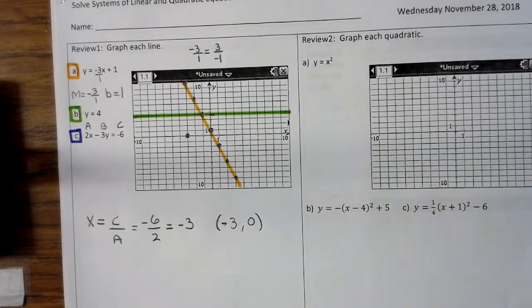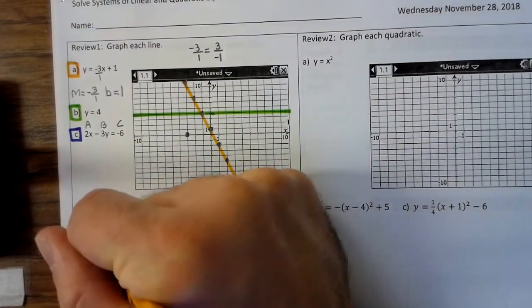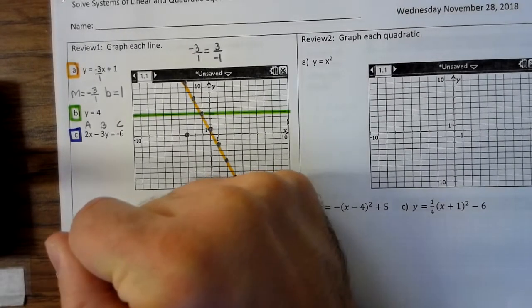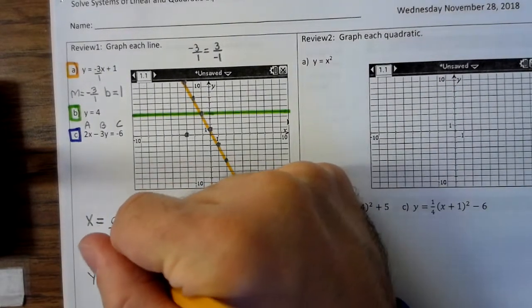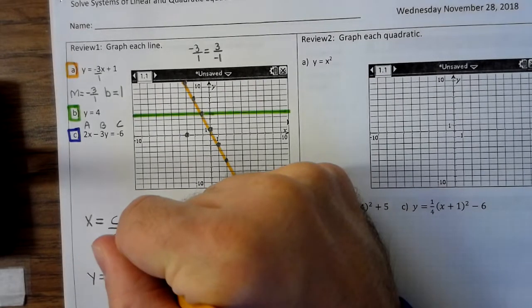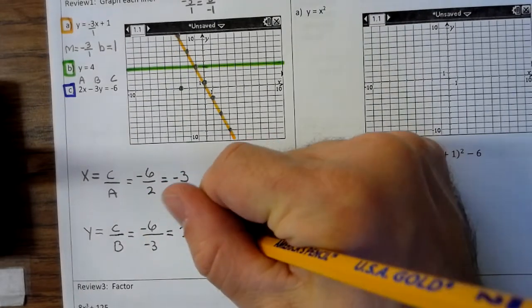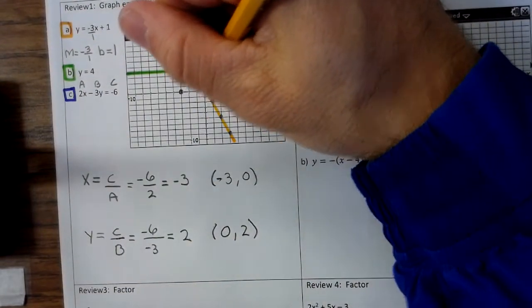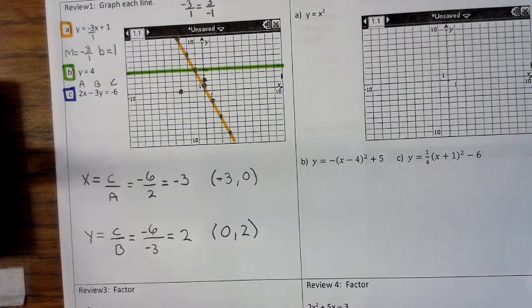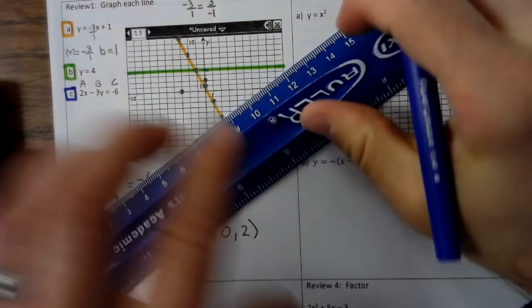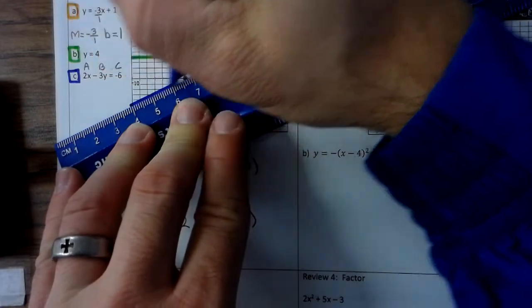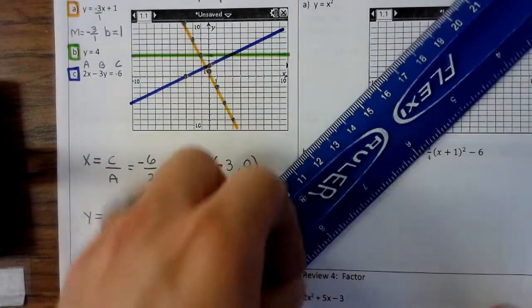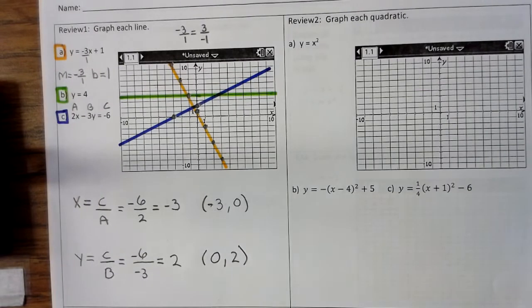Now our y-intercept is C divided by B. So C is negative 6. B is negative 3. Negative divided by negative is a positive 2. So our y-intercept is 0, 2. We have 2 points. 2 points make a line. All right, so that was a review of how to graph linear lines.